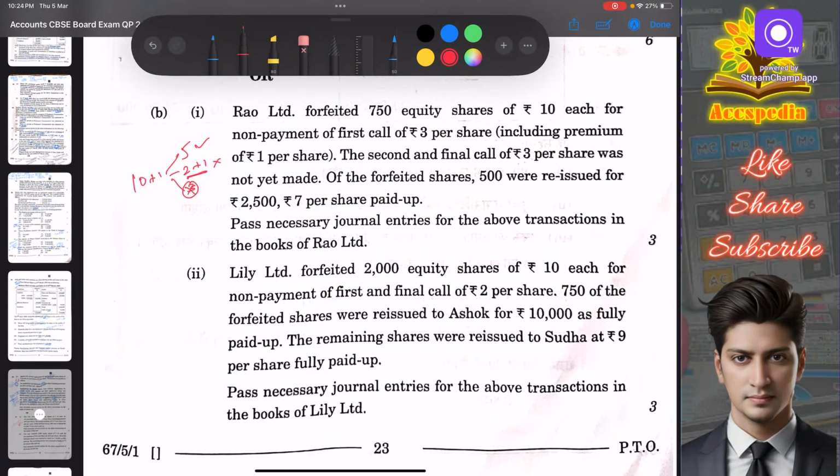So it's forfeited. Now after that, 500 shares we are reissuing for 2500. This is the money received. 7 paid up, as if he paid 7 rupees. That means in share capital we are issuing a certificate that he paid 7 rupees per share. That means 500 into 7, 3500 we are going to issue, but he is not going to pay 3500. He is going to pay only 2500. The remaining 1000 is a discount for him, which is a loss for us, that we will take from the share forfeiture account.